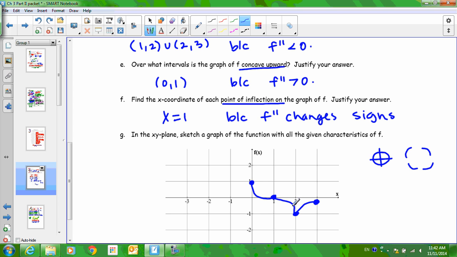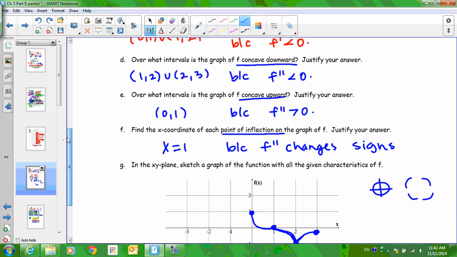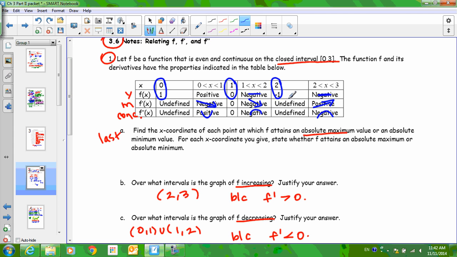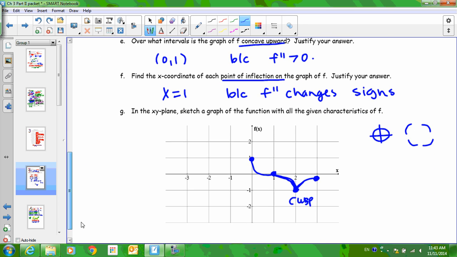Alright, and if you notice right here, if I clean this up a little bit, we have a cusp. We got to think, does that make sense that we have a cusp there? Well, remember the first derivative was undefined there. It makes sense. You can't take the derivative of the cusp. Alright, so that was example 1.